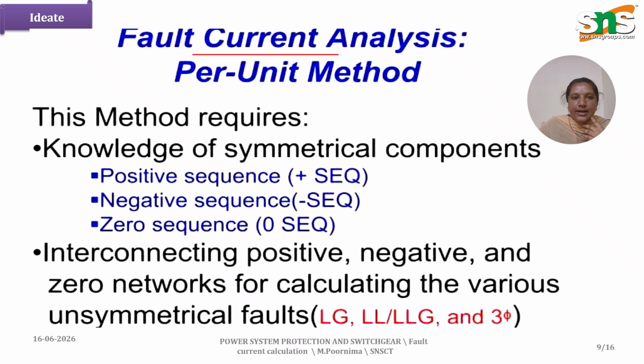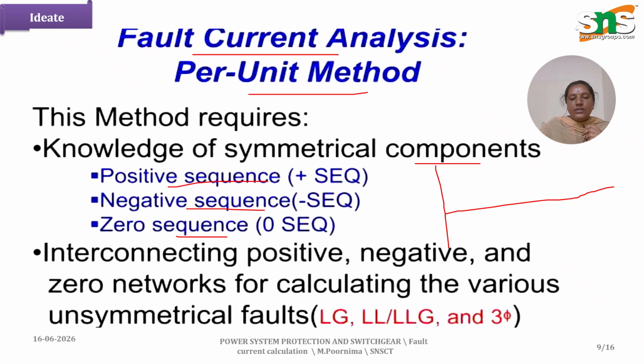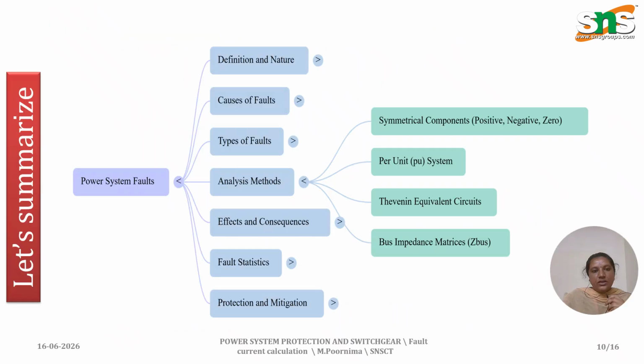Now coming to the next one, fault current analysis by the per unit method. This method requires knowledge of symmetrical components like positive sequence, negative sequence, and zero sequence. We have a sine wave here in the positive sequence, this is the negative sequence, and this is the zero sequence. By interconnecting the positive, negative and zero sequence networks, we calculate the various faults like line to ground fault, line to line fault, and three-phase fault.